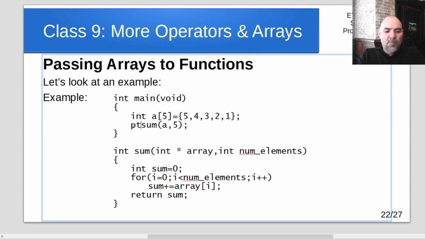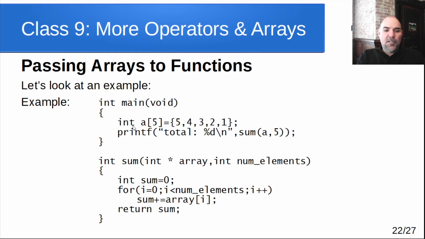So I'm going to do printf total, and let's use an integer, %d. And then we're going to call this sum function that we're going to create. All right, that's a little better. So now you can actually run this and see it produce the sum of this. So we're going to call this sum function here.